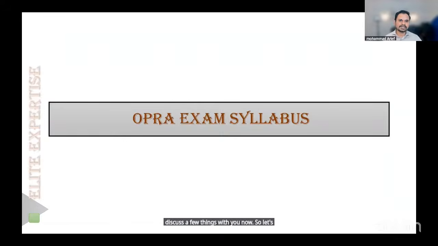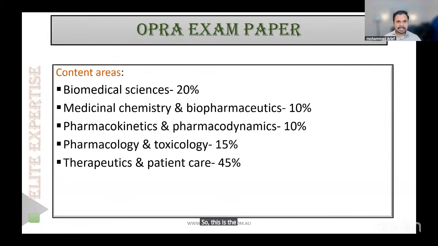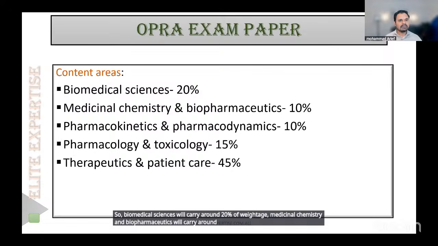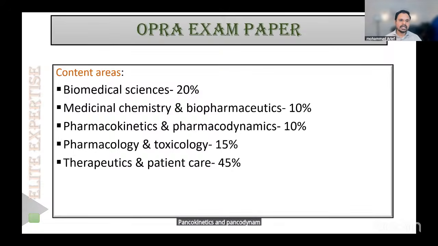So let's start with the OPRA exam syllabus. This is the exam blueprint from the official website of the Australian Pharmacy Council, APC. You can also visit the website and see the syllabus or content areas. Biomedical sciences carry around 20% weightage, medicinal chemistry and biopharmaceutics around 10%, pharmacokinetics and pharmacodynamics 10%, pharmacology and toxicology 15%, and therapeutics and patient care up to 45%. This is how the whole syllabus is distributed.